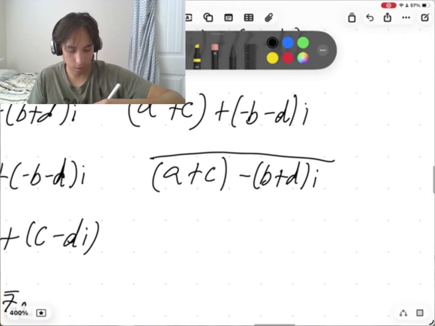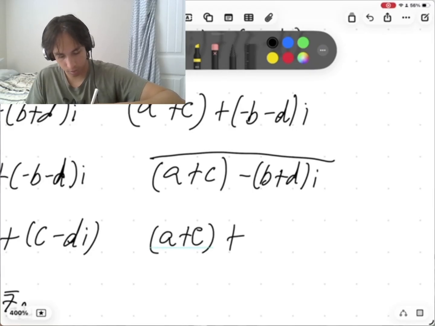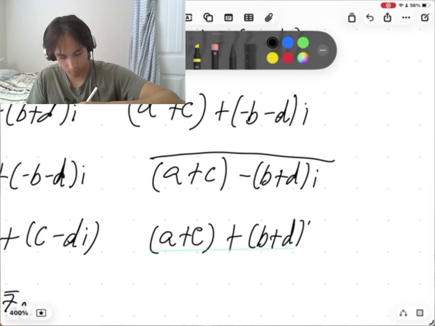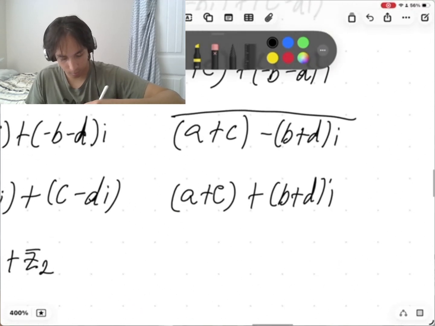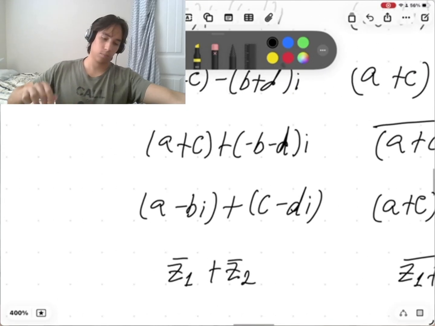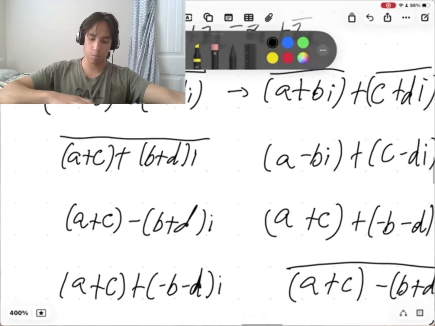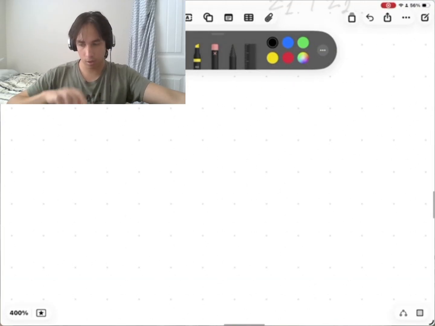that, we're gonna get a plus c plus b plus d, which is basically the same as c1 plus c2, all conjugate. So which one makes more sense? I think it's the first one. So we're gonna go with the first one.